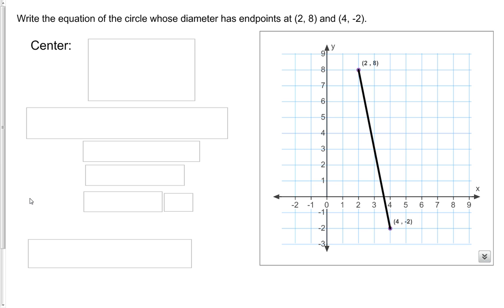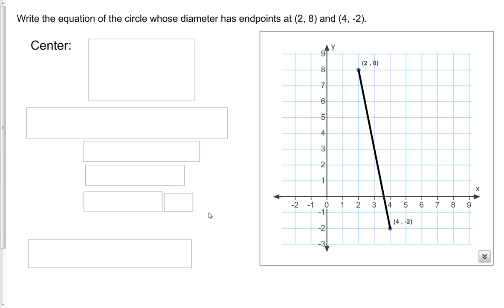We're going to calculate the equation of a circle when we're not given direct information. We're given something such as the endpoints of the diameter or of the radius or some other information that could lead us to find the equation of the circle. So we'll start out with an example. Write the equation of a circle whose diameter has endpoints at (2, 8) and (4, -2).